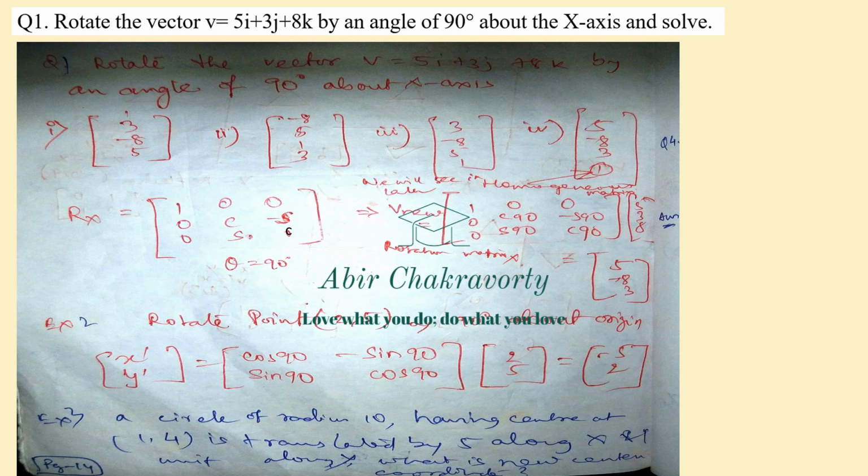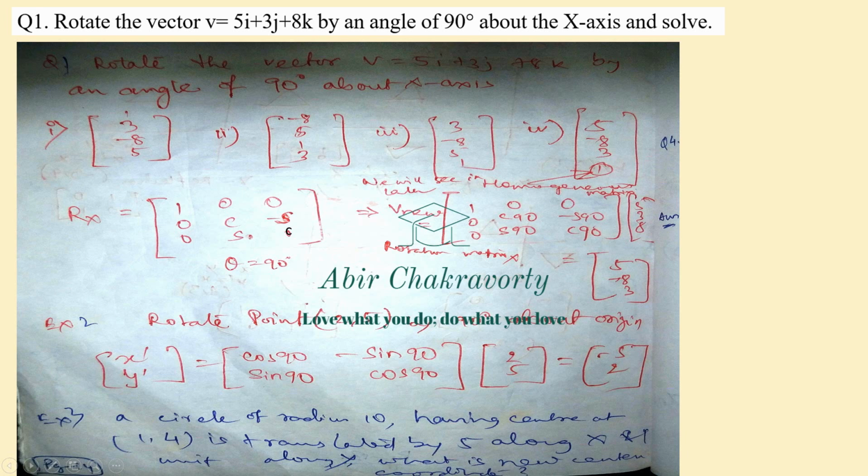So when the rotation is about the x axis, there is a formula: the first row and first column element is 1, all other elements in that row and column are 0, and then cos theta, minus sin theta, sin theta, cos theta. If we write these values, 1 0 0 and the rest of the entries, with the vector 5 i, 3 j, 8 k, and multiply, we get the rotated vector 5, minus 8, 3.